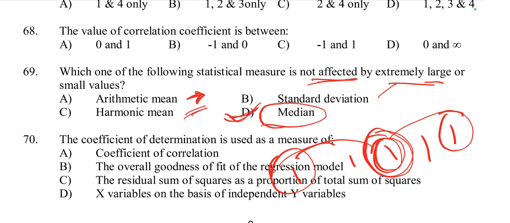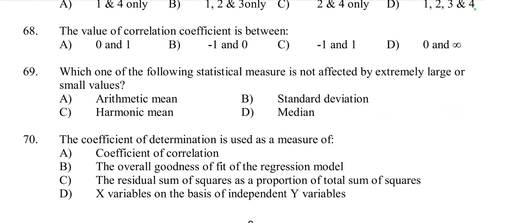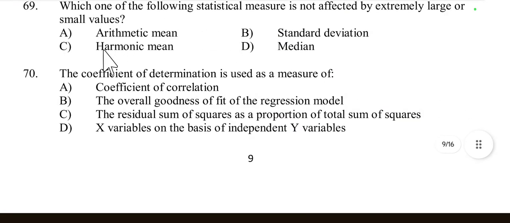So median is not affected by the extreme values. Option D is right here, because we have to find out only the middle value. Whatever the extreme values may be, the median value is not affected. So option D is right here. Then question number 70. The coefficient of determination is used as a measure of the coefficient of correlation, or the overall goodness of fit of the regression model.